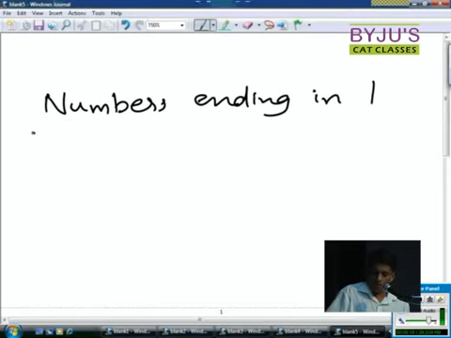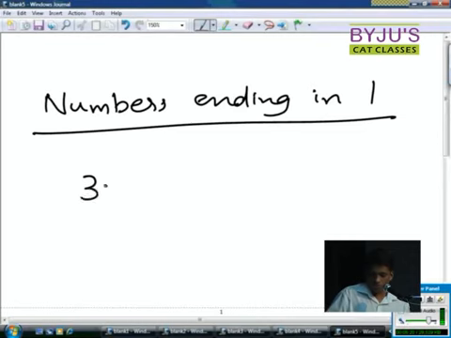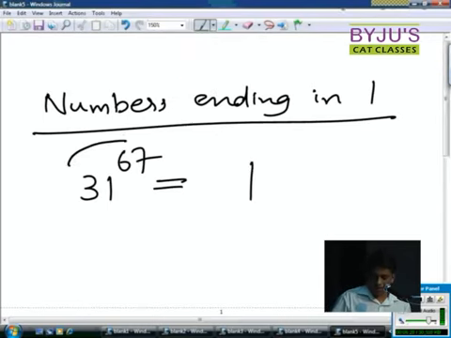Numbers ending in 1, to find out the last 2 digits. These are methods which are very, very basic, but very effective shortcuts. Last digit will be 1, second last digit will be 3 into 7, 2. Sorry, 3 into 7, 1 itself. You need to write the last digit over there.